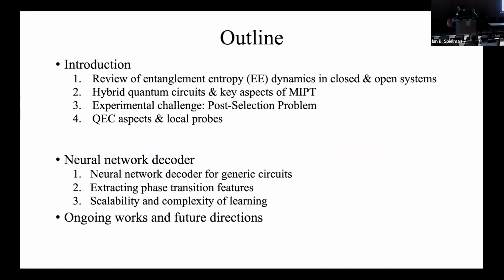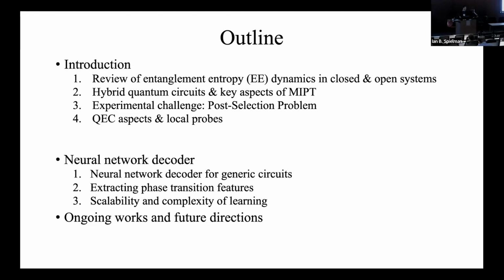I will have a brief review of entanglement entropy dynamics in closed and open systems. Then I talk about hybrid quantum circuits and some key aspects of measurement-induced phase transitions. I talk about the experimental challenge for detecting this phase transition, namely the post-selection problem. And then I talk about the way we tackle this challenge, namely introducing some local probes by QEC aspects.